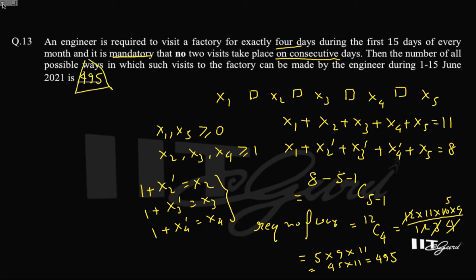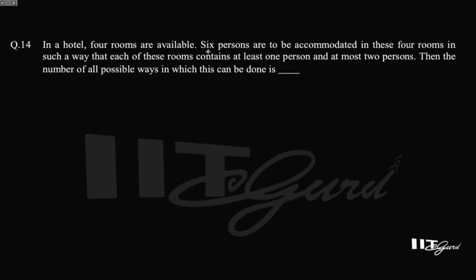Let's go for question number 14. In a hotel, 4 rooms are available. 6 persons are to be accommodated in these 4 rooms in such a way that each room contains at least 1 person and at most 2 persons. This is a very easy problem of division and distribution. It belongs to the permutation and combination chapter.